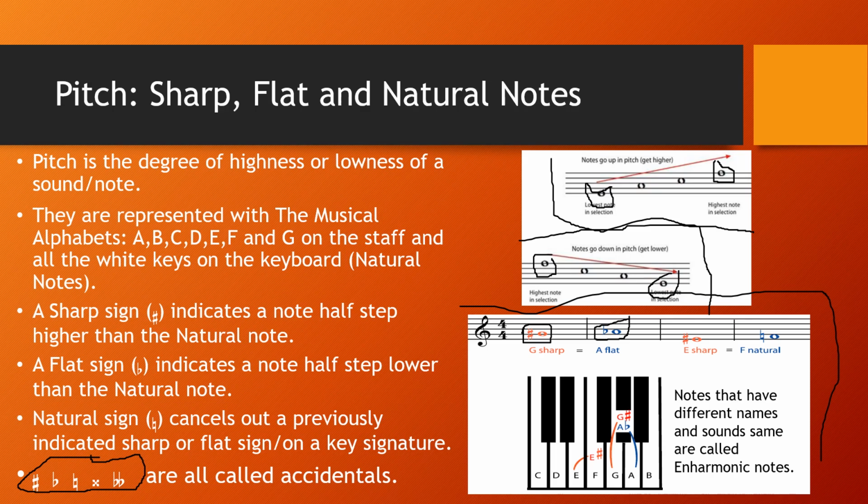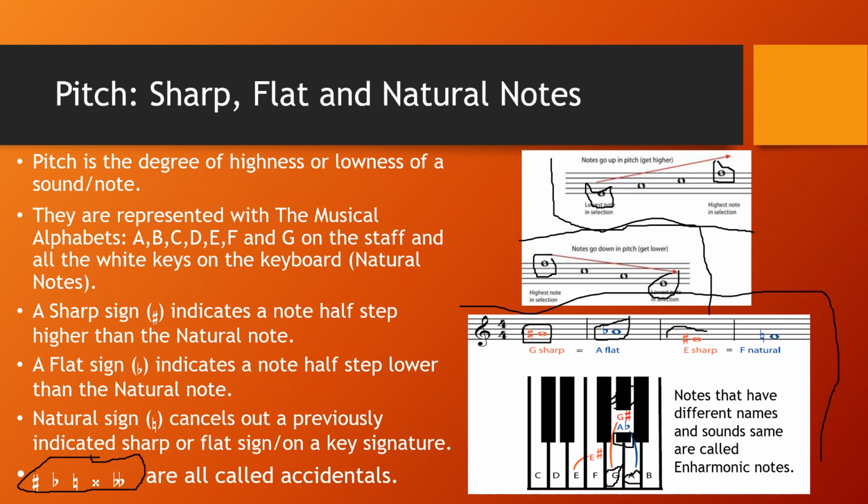Let me explain. Here, this is G and this is A. In finding sharp, you go a half step higher. So going a half step from G, you're going to have this particular key here. Going a half step higher, we have G sharp. And then this is A. Going a half step lower, we have the same key as A flat. So we can say that G sharp is equal to A flat.